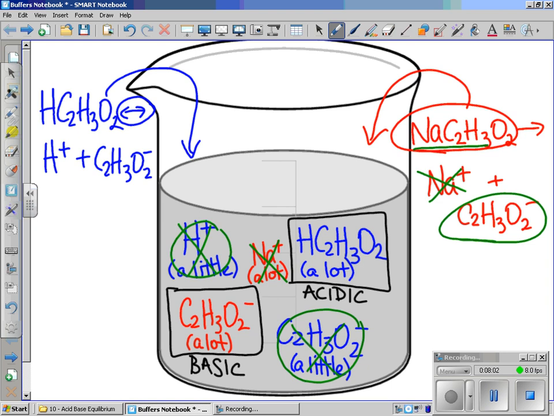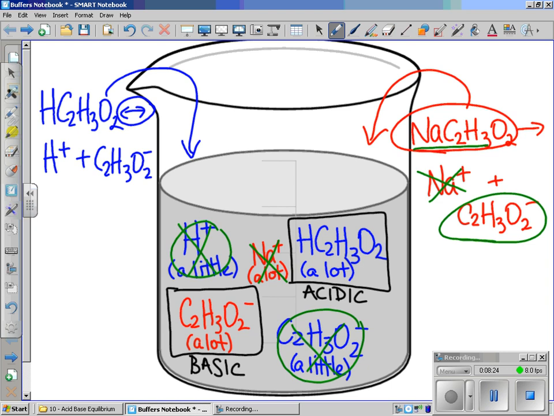Now, we're not going to get into this until the next lesson. We're just going to leave our buffers as this. So at this point, you should understand how it's made. It has to come from a weak acid and a salt that has its conjugate, or a weak base and a salt that has its conjugate. And that you'll end up ultimately with an acidic portion of your buffer and a basic portion of your buffer. Okay, that's where you should be at right now.